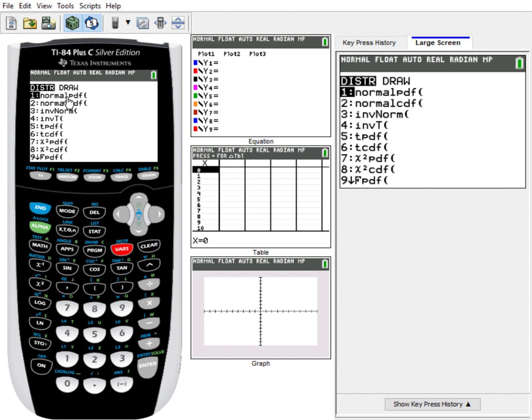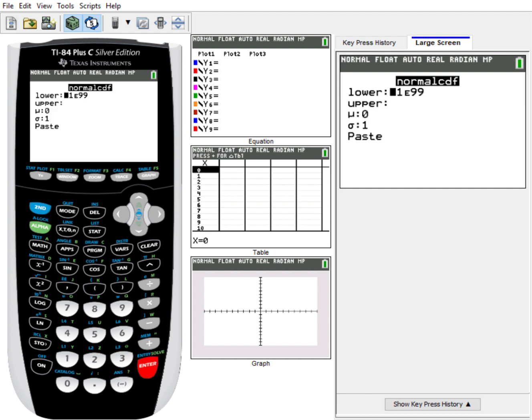Please ignore the first one. We will never be using normal PDF. We don't actually work with instantaneous anything. That's calculus. So what we have is we need to add things up. It's a normal CDF. I'm going to enter.